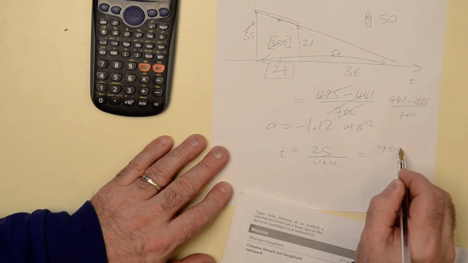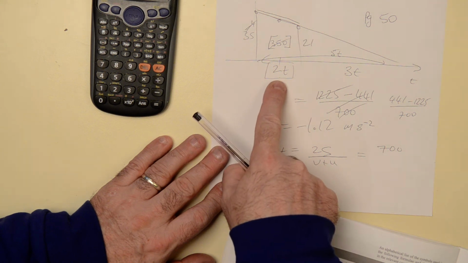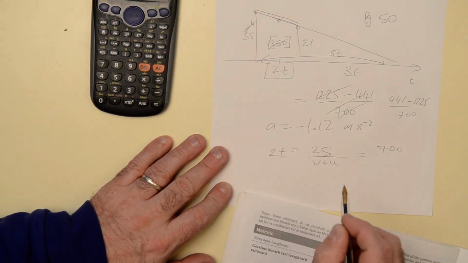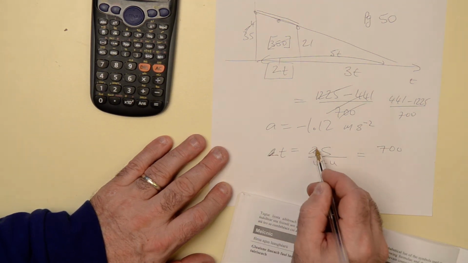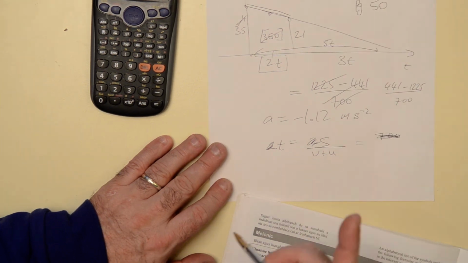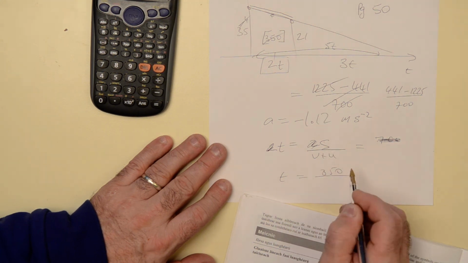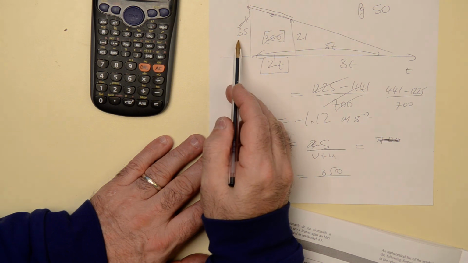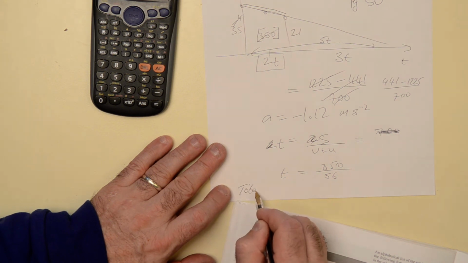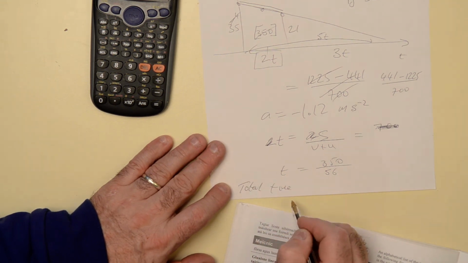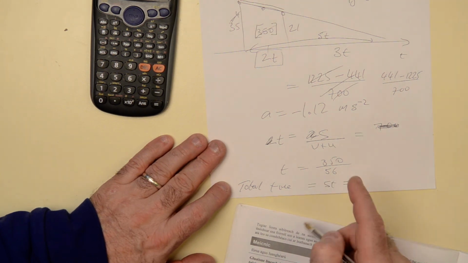Okay, which is equal to 700. Now I have to be careful here. This, for me, the time is 2t. So in this case, 2t is equal to, and look, the twos go away. So I can say t now, an individual t, equals the displacement over the sum of these two, which is 56. And our answer, total time, equals 5t, equals 5 of them.